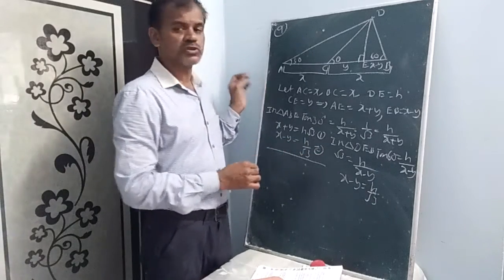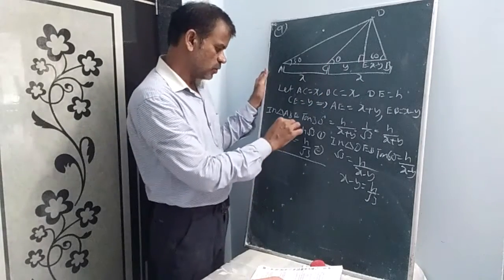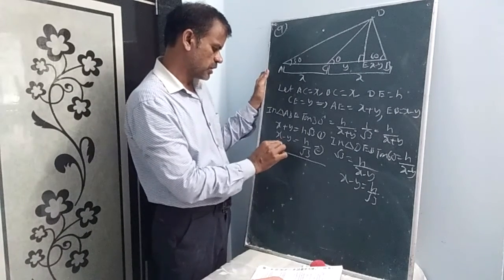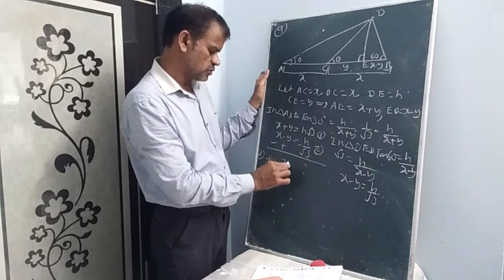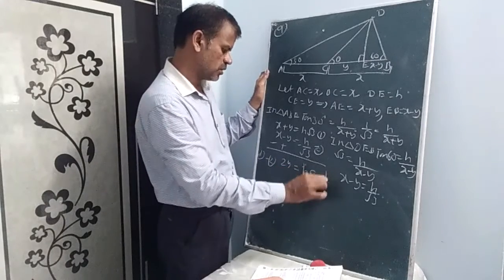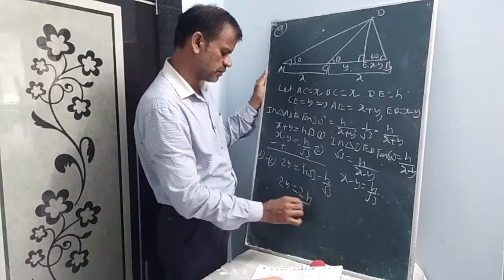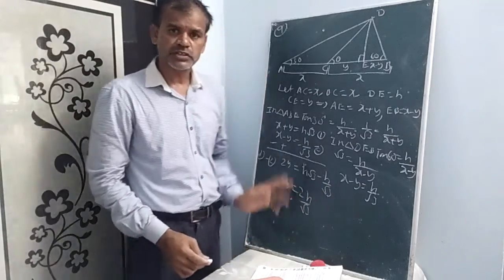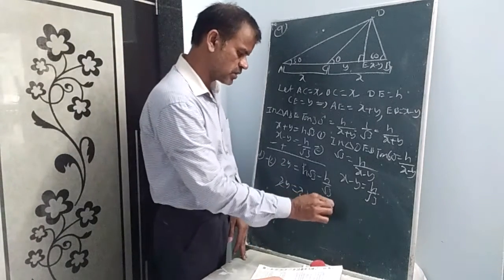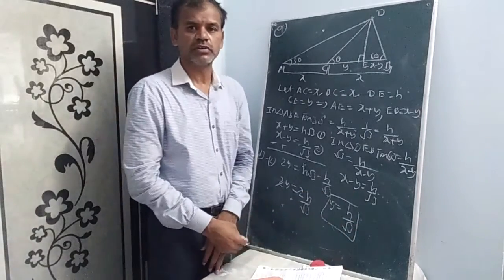Why should we subtract? We need y because we should calculate the value of theta. Subtract 1 minus 2, so it becomes plus y, and the x terms cancel. So 2y equals h root 3 minus h by root 3, which becomes 2y equal to 2h by root 3. Now the 2 cancels. Y is equal to h by root 3. Keep this aside.